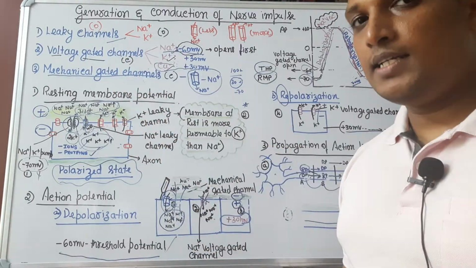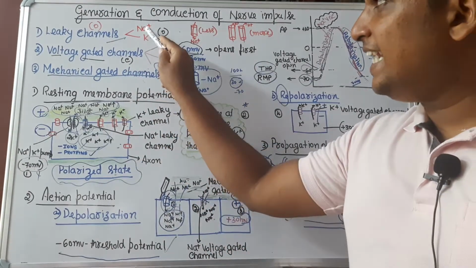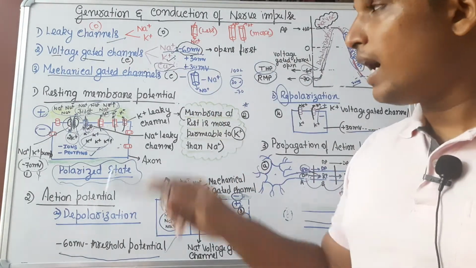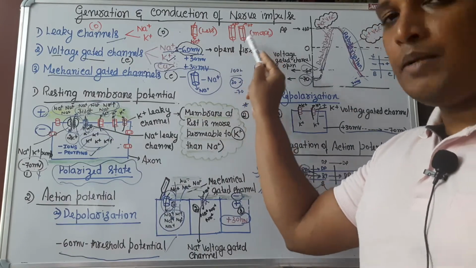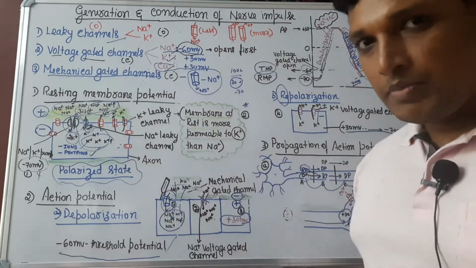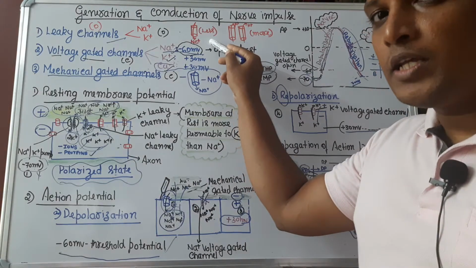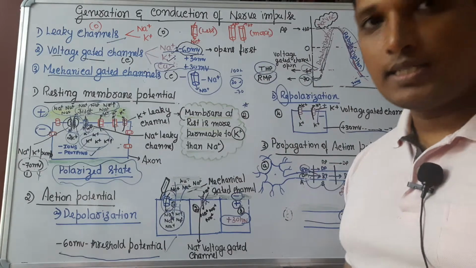First type of channel is leaky channel. It is always open. There are two kinds of leaky channels, sodium leaky channel and potassium leaky channel. You have to remember that in the neuron membrane, there are fewer sodium leaky channels compared to potassium leaky channels, which are more in number.